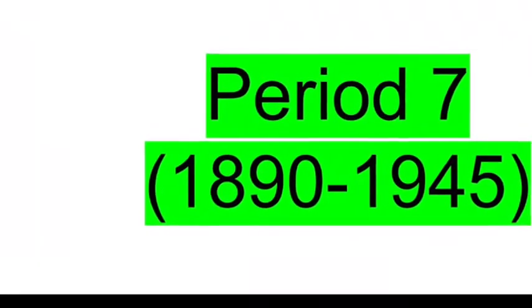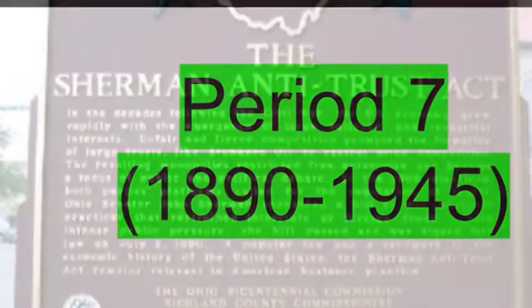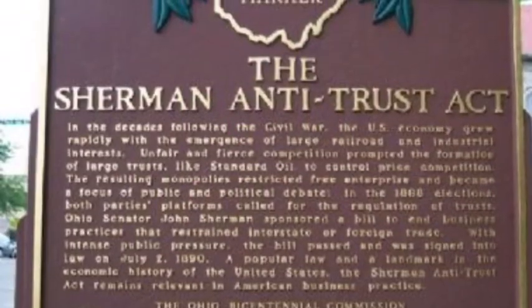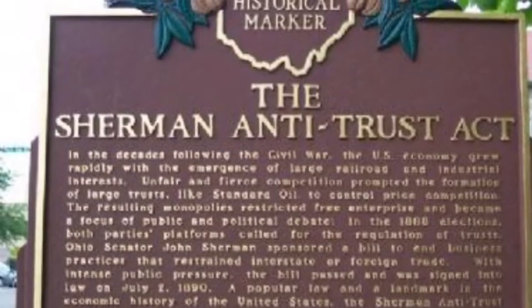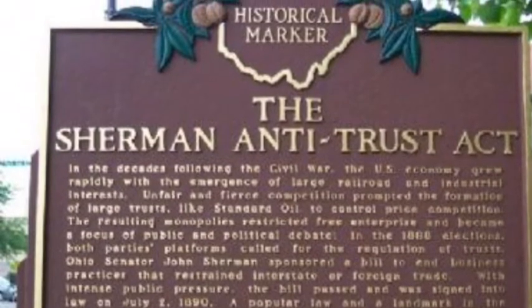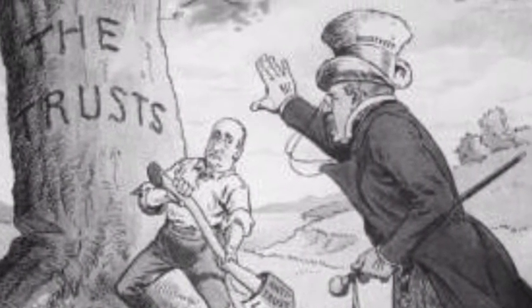So the period I'm going to be doing today is going to be period 7. It goes from 1890 through 1945. I'm going to start off with the first act, and it was the Sherman Antitrust Act of 1890. Basically, what it did was prohibit contracts, combinations, or monopolies of conspiracies from companies.